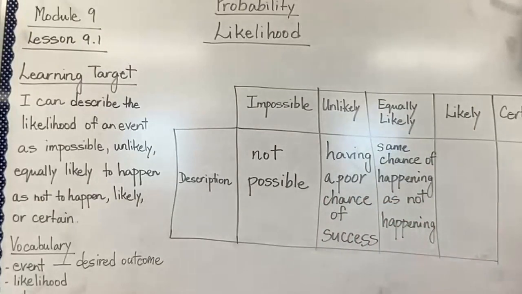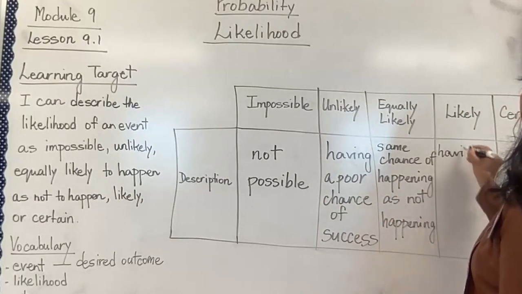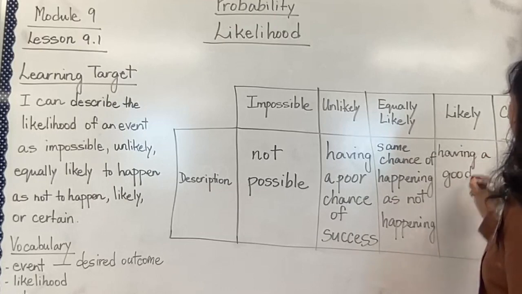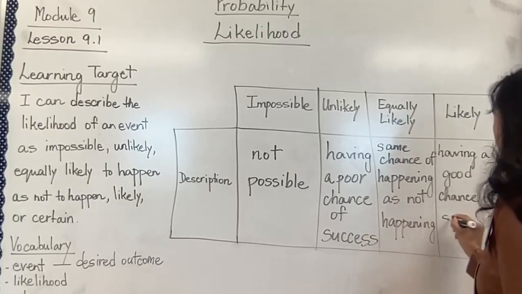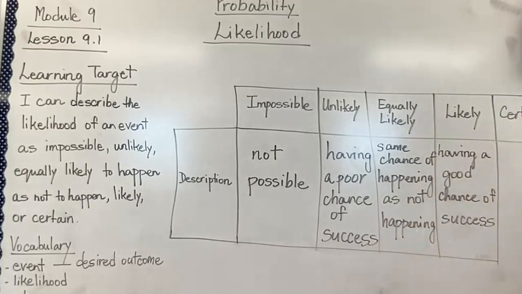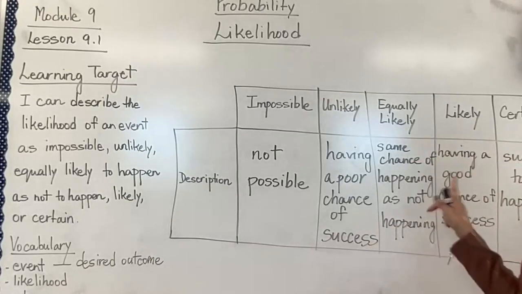Then likely is having a good chance of success. And the last is certain, which means it is absolutely sure to happen. So these are the different likelihoods that are possible, and the table shows them from impossible to certain. As you can see, the phrase equally likely is used to describe the likelihood of an event that is equally likely to happen as not to happen. That's basically what we were talking about with the heads and tails of the coin.